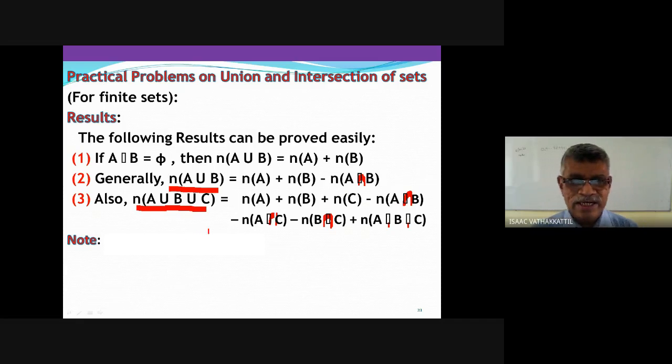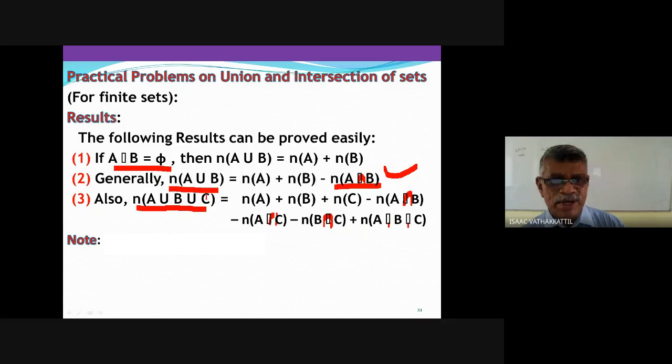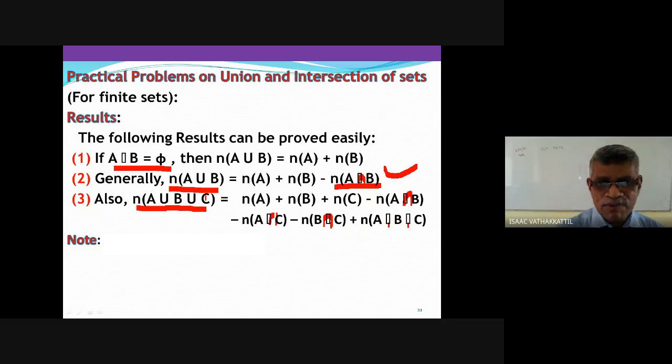Can I proceed? I can take it as granted. Of course, if A and B are disjoint sets, no problem. Number of A union B is number of A plus number of B. In case they are not disjoint, generally we can use the other formula. Even in case they are disjoint, if you apply it, there is no problem, because if A intersection B is the null set, number of A intersection B is going to be 0. So generally you remember the formula that number of A union B is number of A plus number of B minus number of A intersection B.